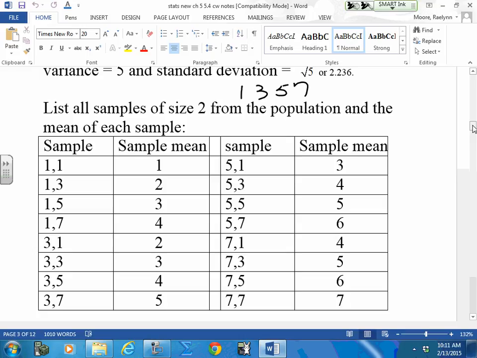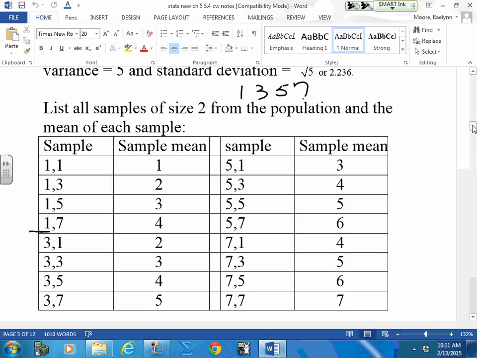I select 1, 1. Remember, there's replacement. Then 1, 3. Then 1, 5. Then 1, 7. I did all the ones. These are all possible samples that I could get from this. So remember, everything is replaced.